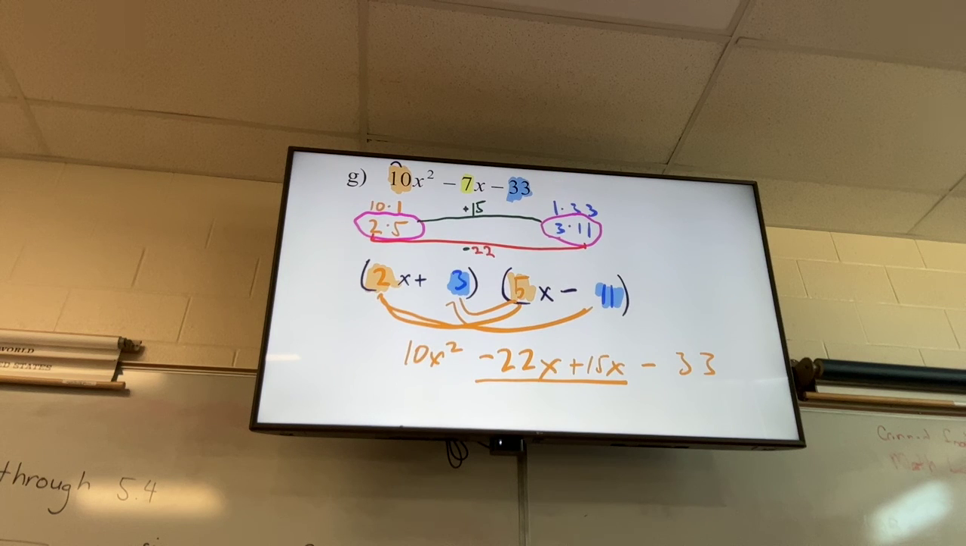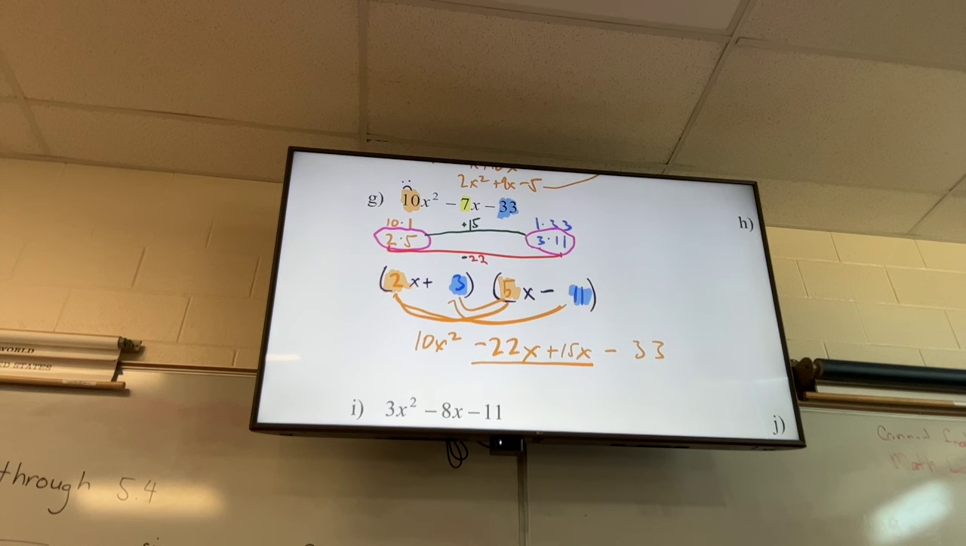Yeah, exactly. Or vice versa, right? If the middle number is positive, the bigger number needs to be positive. Yeah. Good job. Yep. So we got that right. Good job, Ian.